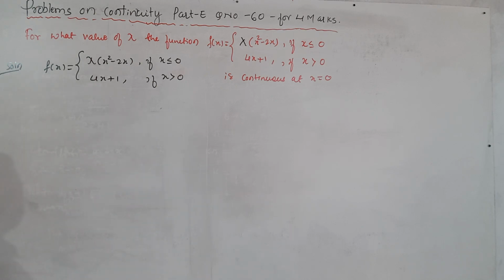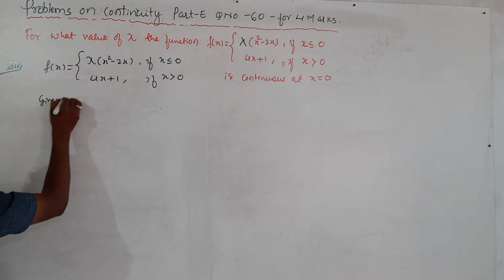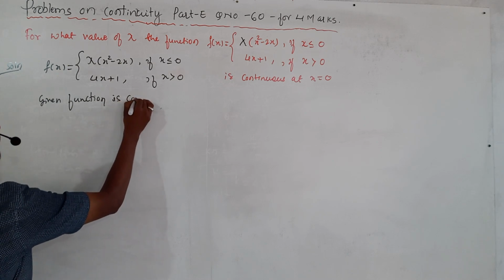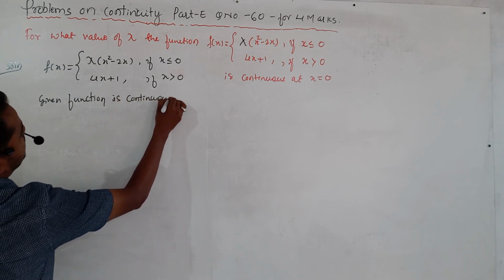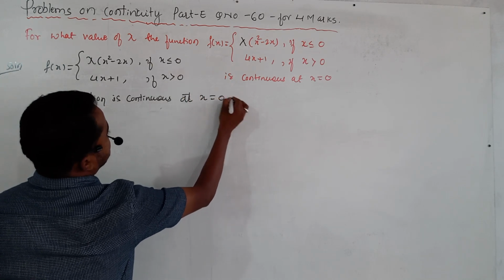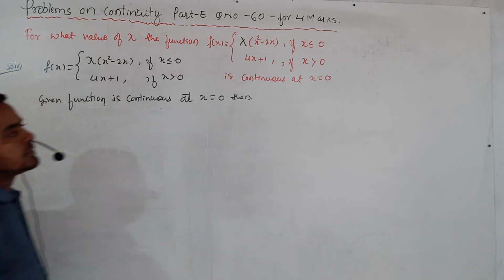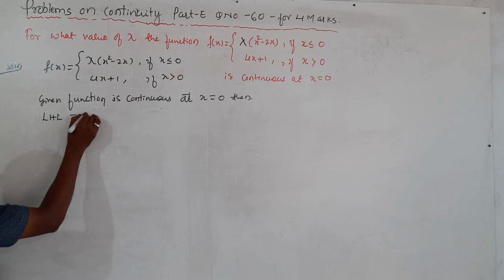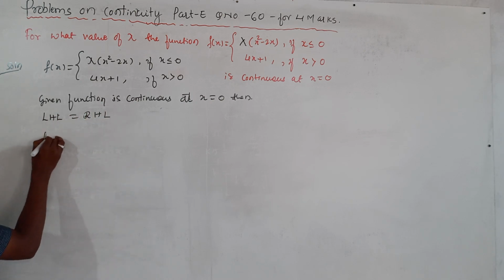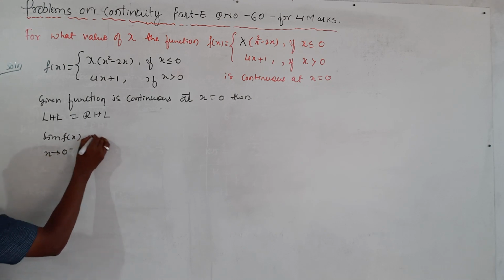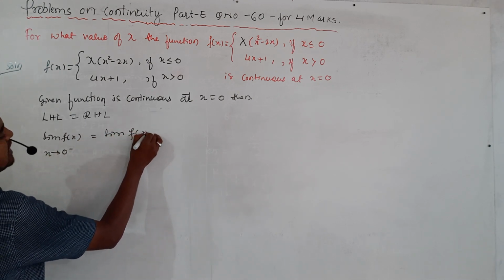Given function is continuous at x is equal to 0. Then LHL equals RHL. Therefore, limit of f of x as x tends to 0 minus equals limit of f of x as x tends to 0 plus.